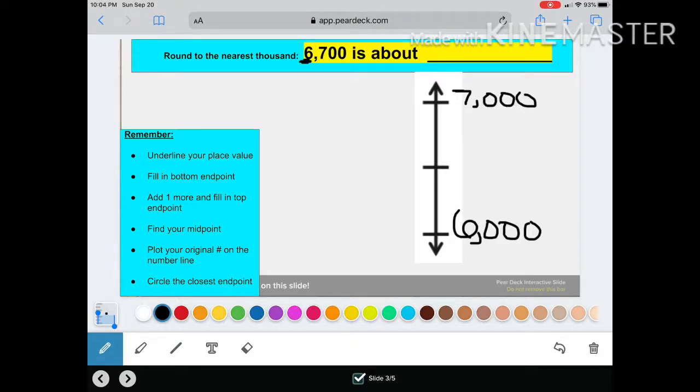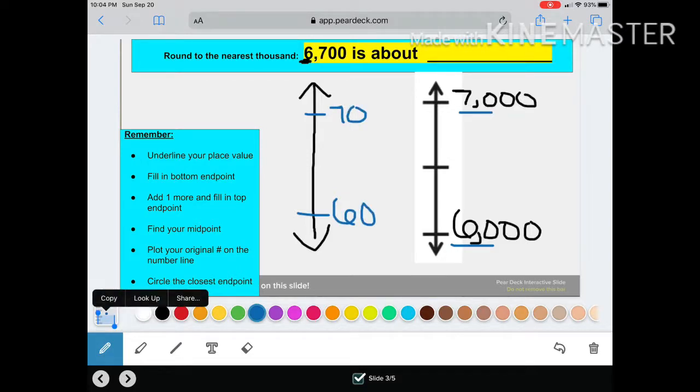If you guys can remember from a previous video, I taught you guys a trick on how to do this. You guys are going to underline your first number all the way until you get to your first 0 in both of your endpoints. So I'm going to underline my 6 and I'm stopping at that first 0. And then I'm going to underline my 7 and I'm stopping at that first 0. Now I'm going to go ahead and plot these two numbers on my new number line. Right now we're looking for our midpoint.